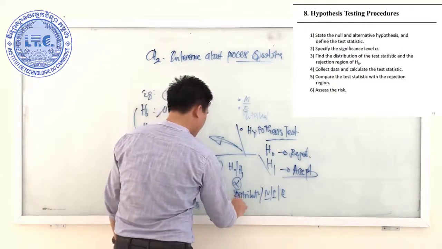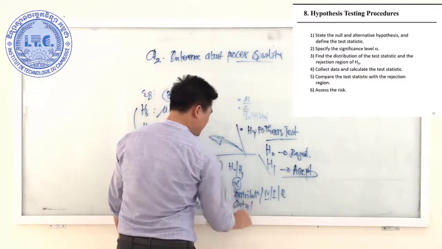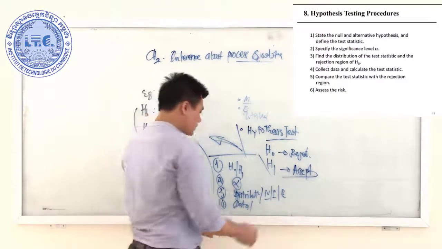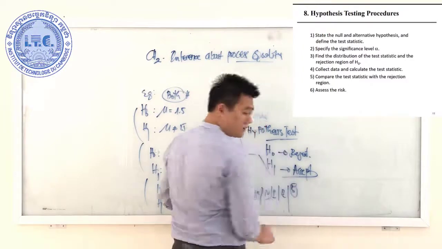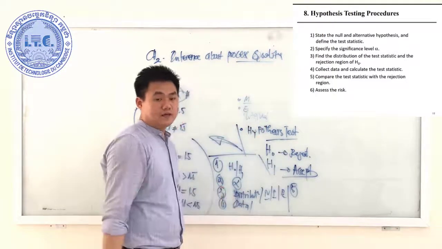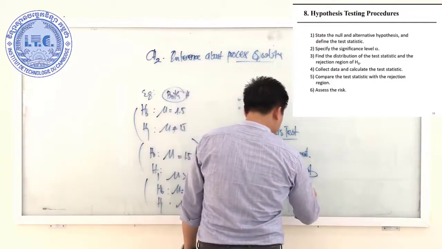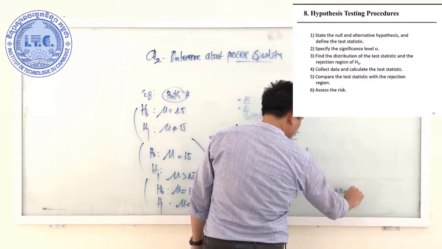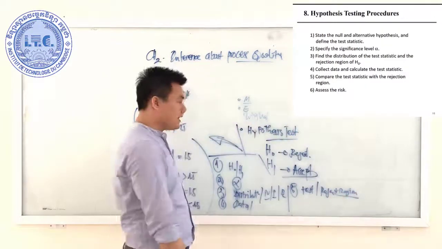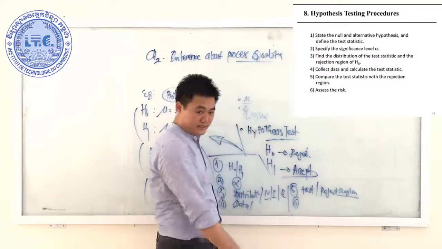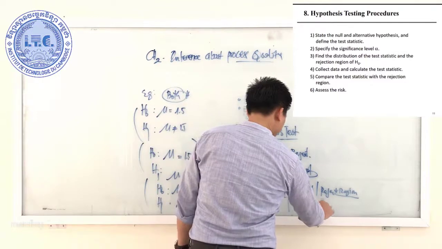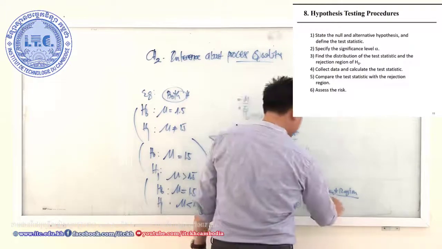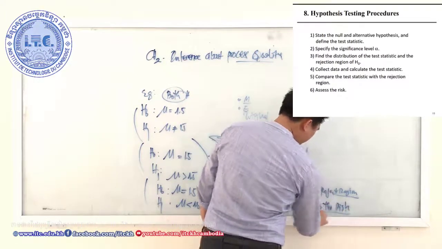Fourth one, you have to collect data. You have to collect the sample. Okay, this is fourth. And the fifth one, you're going to compare the test statistic with the reject region. The test statistic and reject region. This is going to be checked. And then the last one is to assess the risk. To assess the risk. Okay, this is the last one.